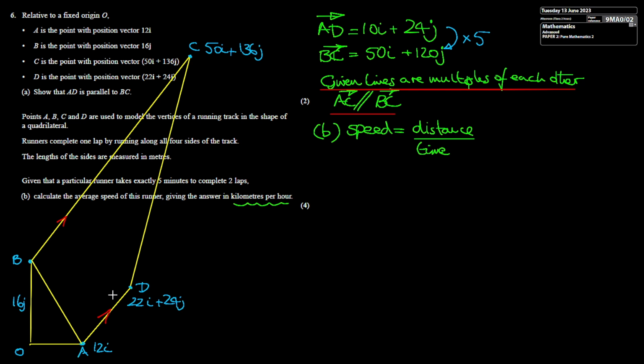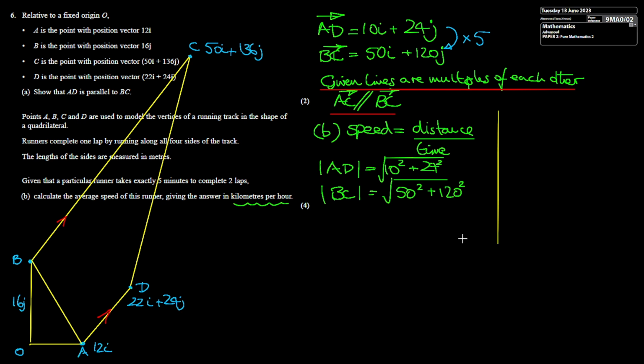Okay, let's work out the distance of all of these 4 lines. The distance is described as the modulus of AD, and this is found by squaring both of the individual components of the vector and then square rooting the result. So this is equal to the square root of 10 squared plus 24 squared. BC, because we've done effectively the maths already, is the square root of the individual squares of 50 and 120.